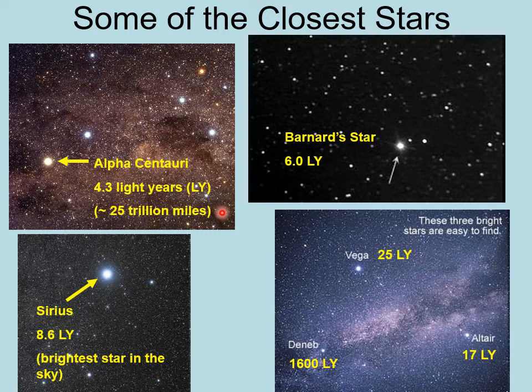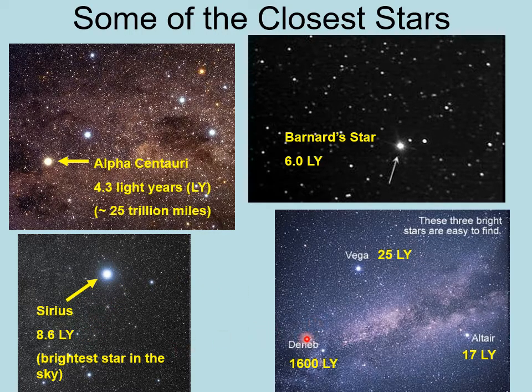So the bad news here is that even our closest stellar neighbors are unreachable by our current technology. It would take thousands and thousands of years to send a spacecraft to even the closest star. Let's look at a couple others. There's one called Barnard's star, which is about 6 light years away. The brightest star in the sky is called Sirius, the dog star, and it's also relatively close. It's about 8.6 light years away.